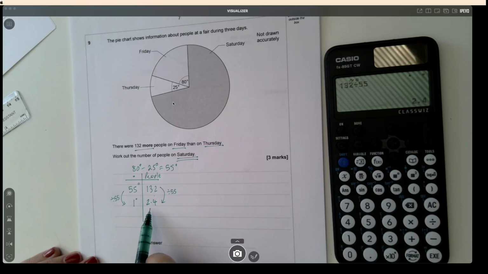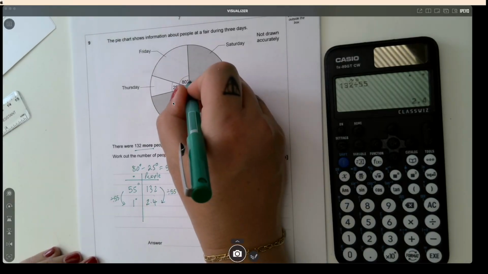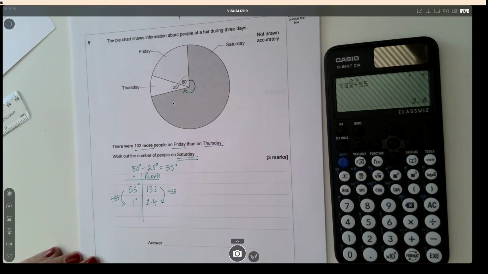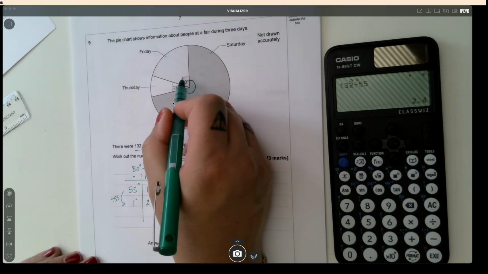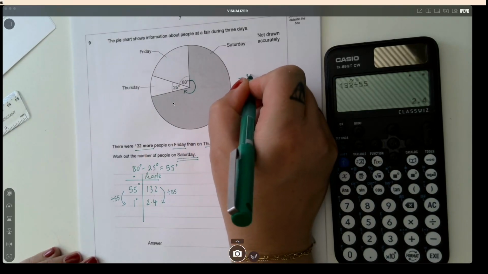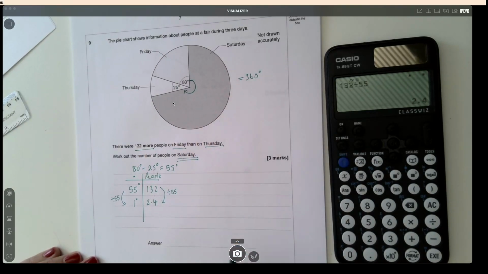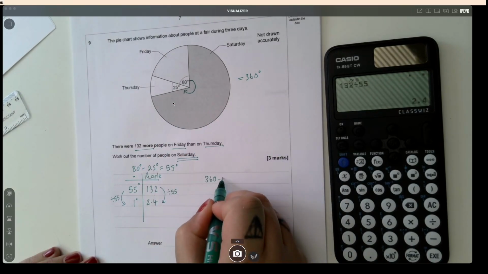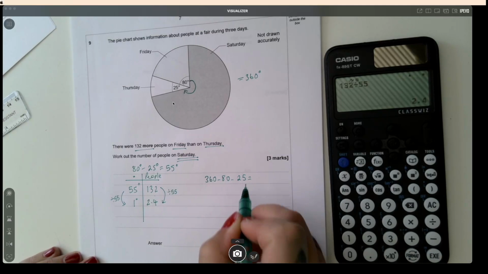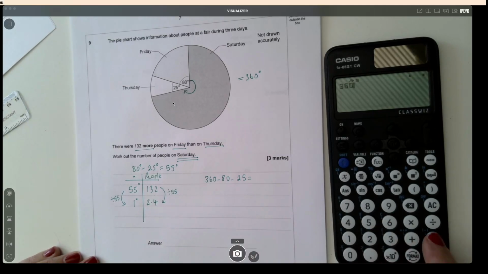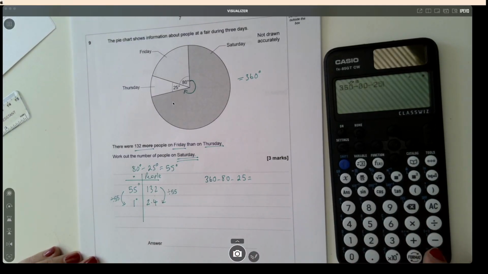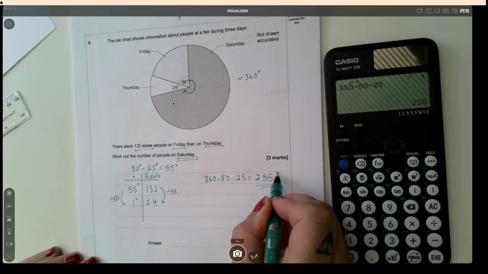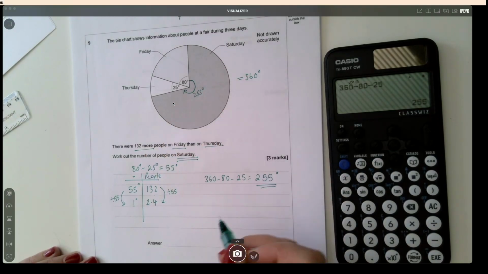So this is useful, but I don't know how many degrees Saturday is worth in that pie chart. This is a full circle, so they should add up to 360 degrees. So I'm going to take 80 and 25 away from 360 to find out the angle for Saturday's sector. So I know that Saturday is now worth 255 degrees.